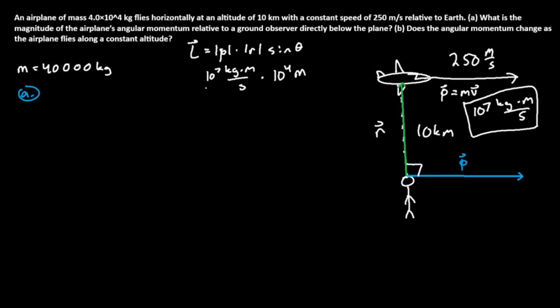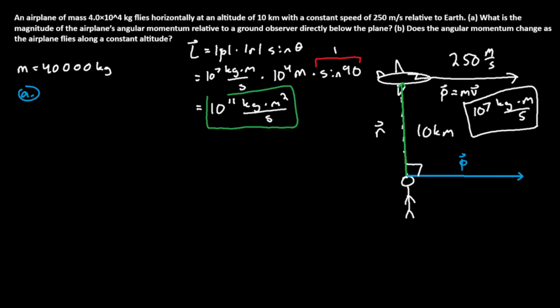So if we multiply 10 to the power of 7 times 10 to the power of 4 times sine of 90, and sine of 90 is just equal to 1, then 10 to the power of 7 times 10 to the power of 4 is equal to 10 to the power of 11 kilogram meters squared over seconds. So this is our answer for part A.